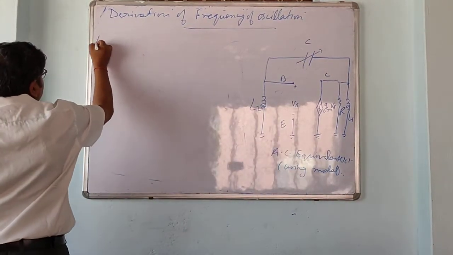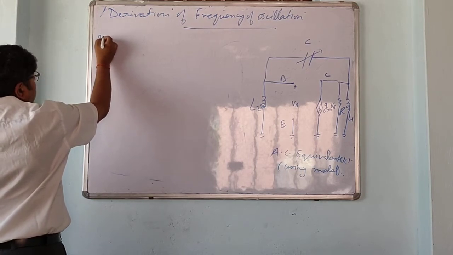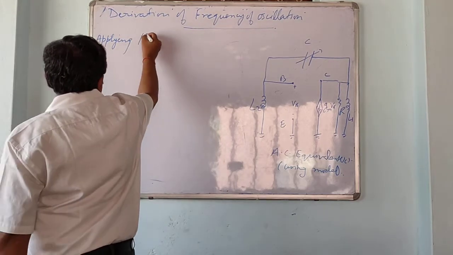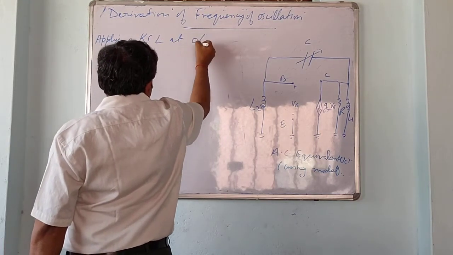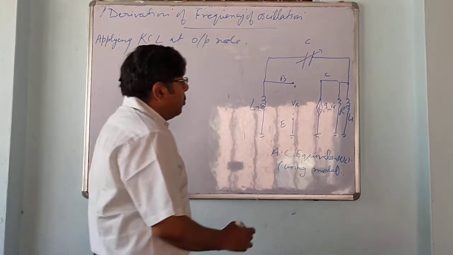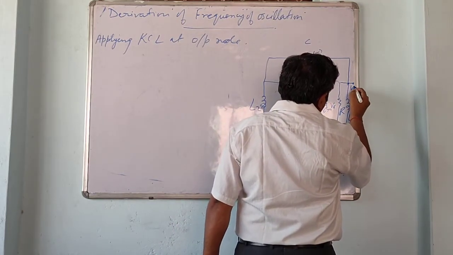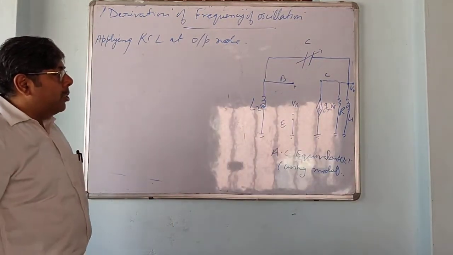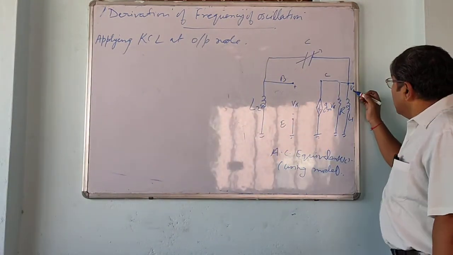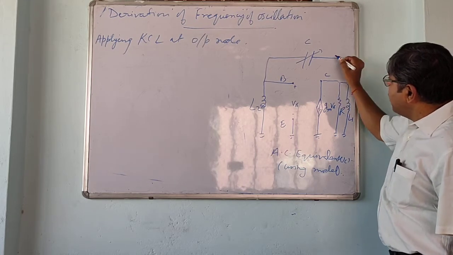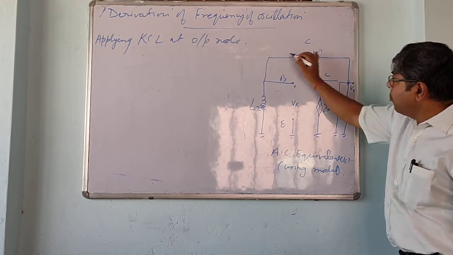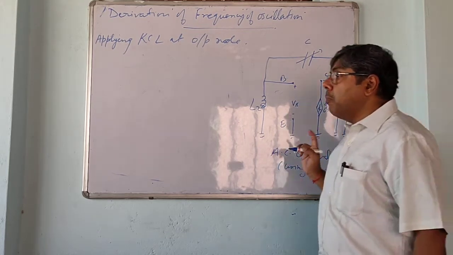Apply KCL at the output node. So applying KCL at the output node, this is the output voltage. Suppose here we are taking V0 as output voltage. So we have 1, 2, 3 and 4 branches at this node: 1 current, 2 current, 3 current and 4 current. So we have four parts.